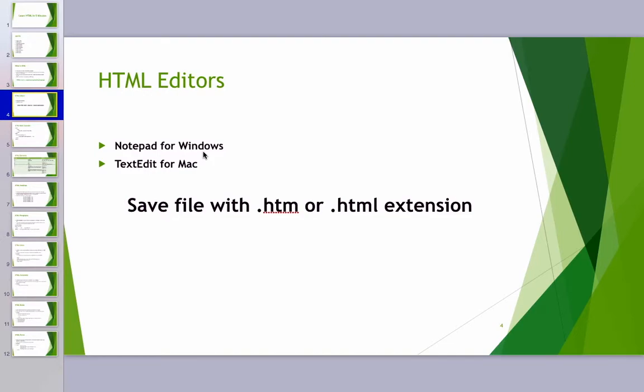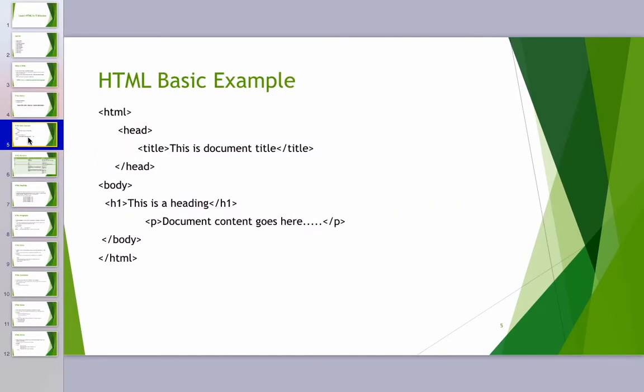If you're using Mac, then you need to open TextEdit, which comes with Mac, and you need to save these files with .html extensions. Then let's start with the HTML basic example. In a basic example, you have the HTML tag. Inside the HTML tag, you have head and body. The head starts with the head tag and the body starts with the body tag.